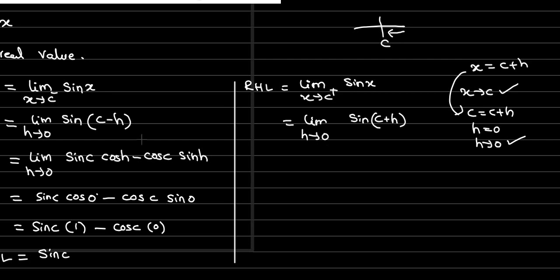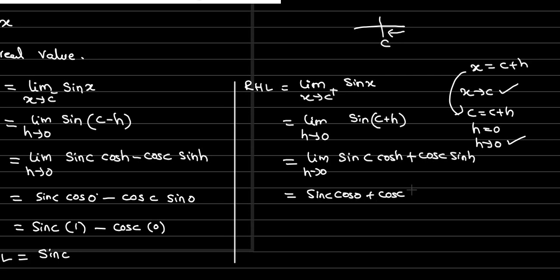Now substituting here. We know the sine of x plus y expansion, a trigonometric formula. Using that, we are going to expand sine of c plus h, with limit h approaching 0. The expansion of sine of x plus y is sin x cos y plus cos x sin y. So let me rewrite here: sin c cos h plus cos c sin h. Now applying the limit: sin c cos 0 plus cos c sin 0.